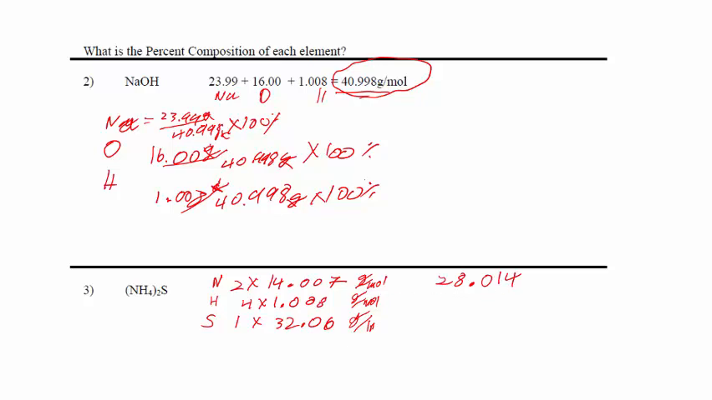28.014, and for hydrogen, 4 times 1.008 would be 4.032, and of course sulfur is just 32.06. When I add these together, my sig figs are going to stop at the hundredths place because that's the lowest, the least precise value.